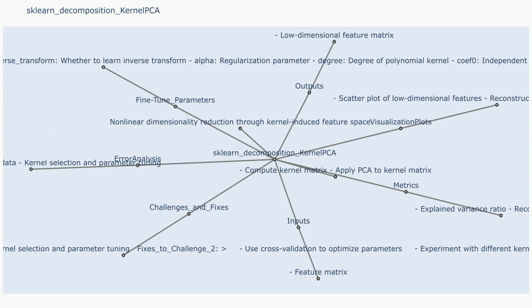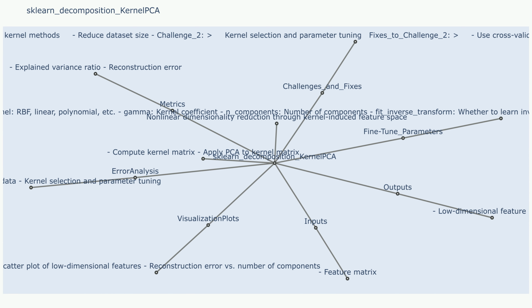Fine-tune parameters: n_components, the number of principal components to retain. This value controls the level of dimensionality reduction. Gamma: the kernel coefficient for RBF, poly, and sigmoid kernels. It influences the width of the kernel function and the non-linearity of the projection.